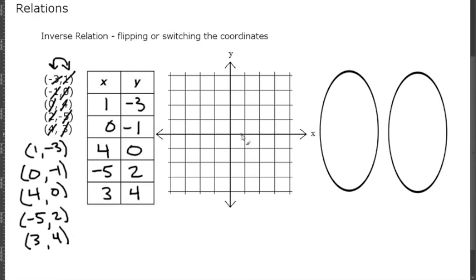Graphing that will be 1, -3, 0, -1, 4, 0, -5, which would be over here, and then 2, so approximately there, and then 3, 4.